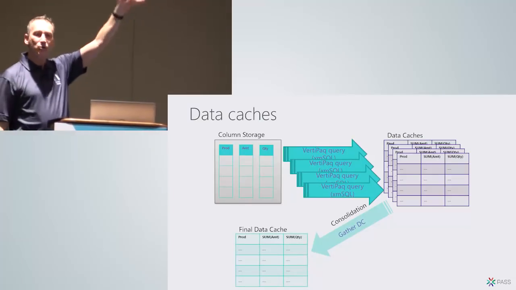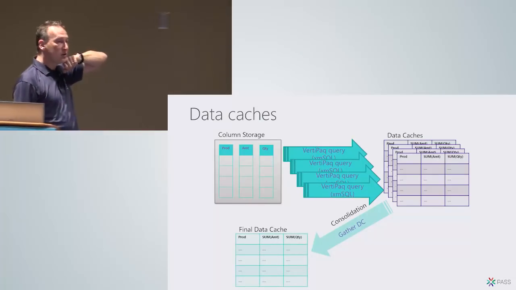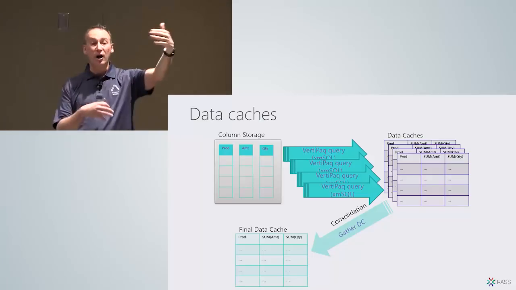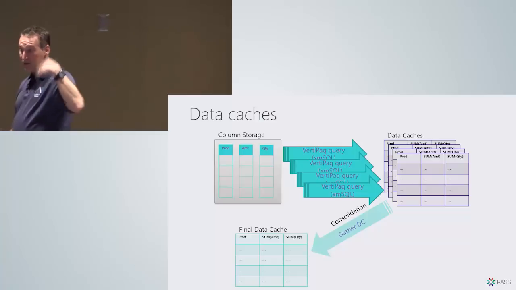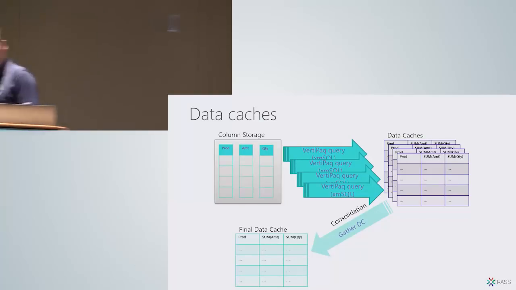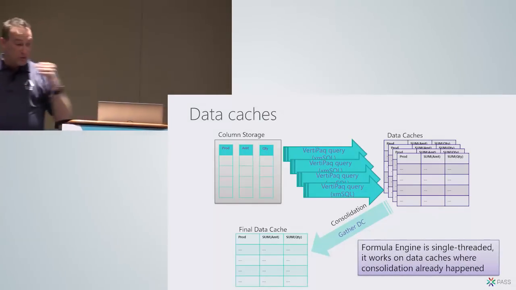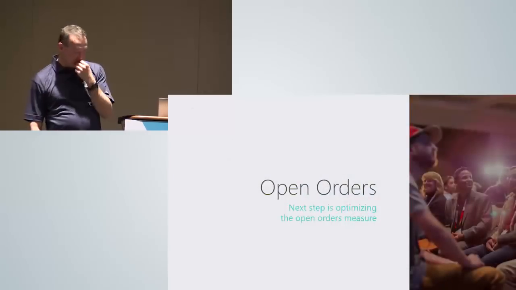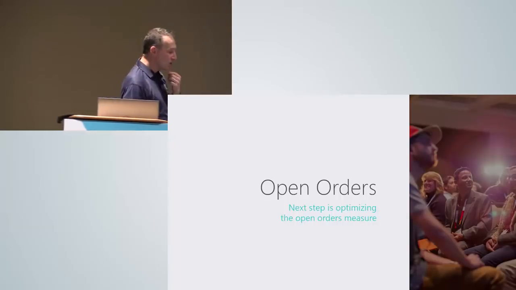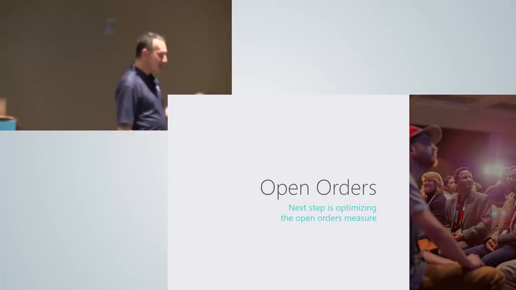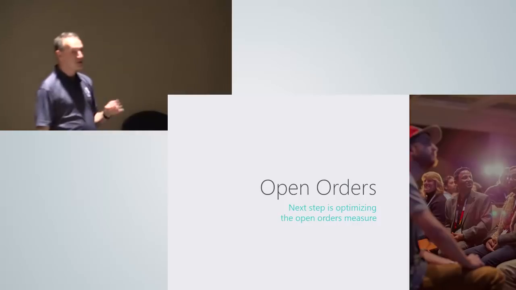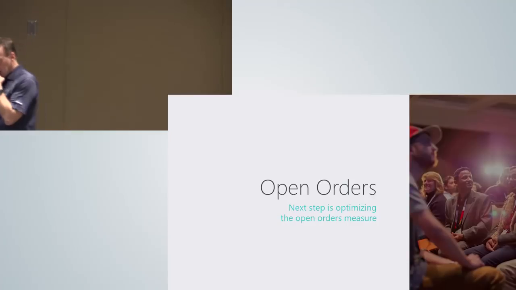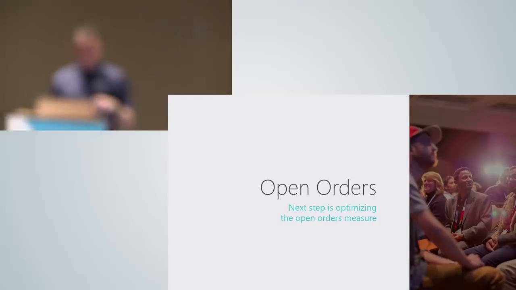If you remember, the query that returned 1.6 million rows was generating a data cache with 1.6 million rows, so a large data cache, on top of which the formula engine needs to iterate and do more work. Because the formula engine is single-threaded, the consolidation of data caches needs to happen earlier than that. Why did I tell you all this? Because it helps in understanding the couple of optimizations that we are going to run now on the open orders formula, okay?